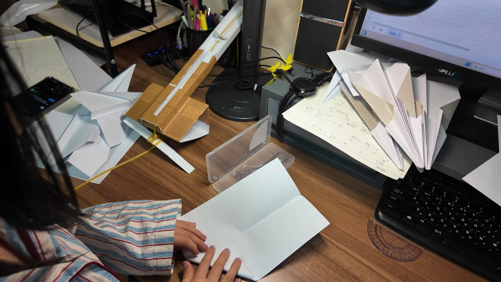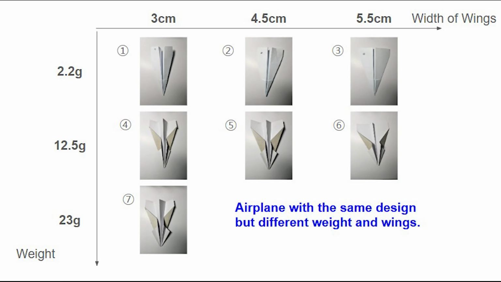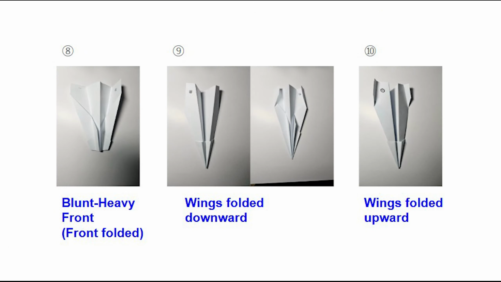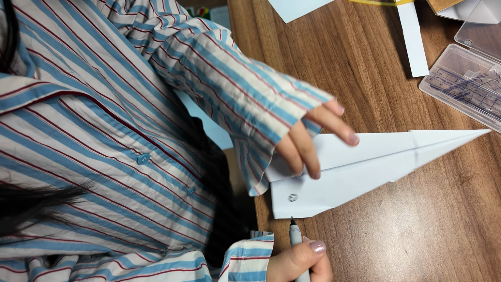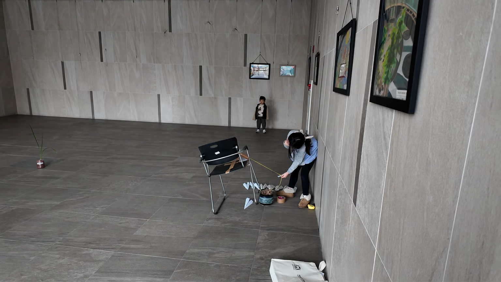Using these ideas, I made 7 airplanes with different weights and wing sizes. I also made some planes with a heavy front or folded wings to make them fly more smoothly. In total, I made 10 airplanes. I tested each plane twice, so I did 20 experiments in total.